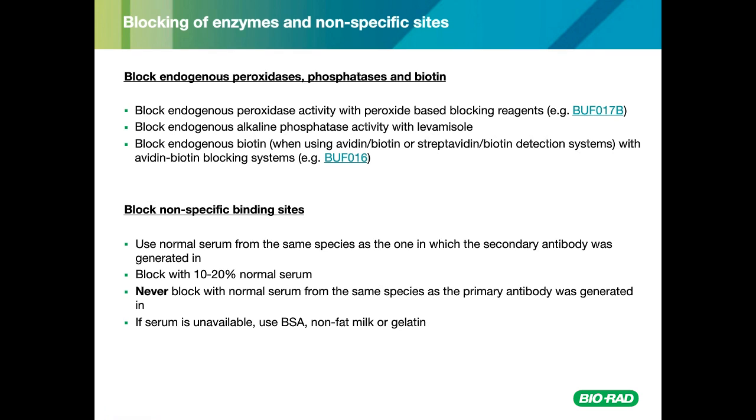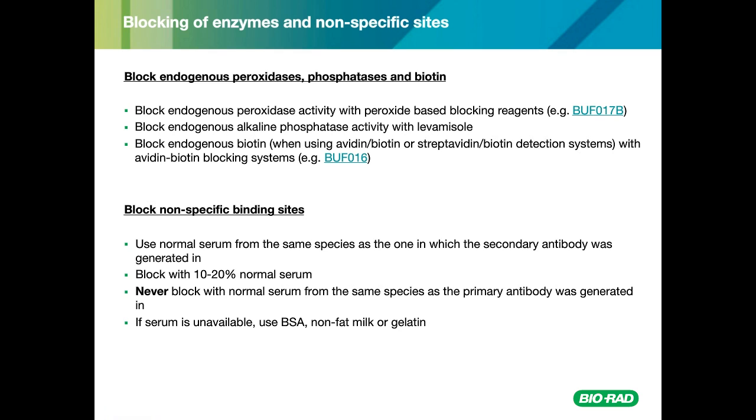In order to block endogenous peroxidase activity, peroxide-based blocking reagents can be used. For example, buffer 17b for frozen sections. For paraffin sections, 3% peroxide is routinely added for 10 minutes. Sodium azide peroxide mixtures or methanol peroxide mixtures are also used. These are, however, not recommended when wanting to stain surface markers. Endogenous alkaline phosphatase activity can be blocked with levamisole, commonly used at 1 to 5 millimolar. When using avidin biotin or streptavidin biotin detection systems, endogenous biotin also has to be blocked. For example, an avidin biotin blocking system such as buffer 16 can be used.